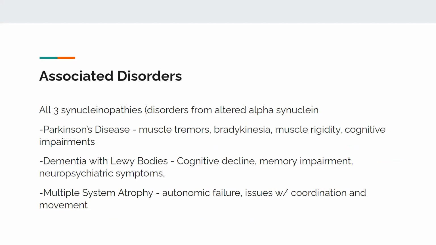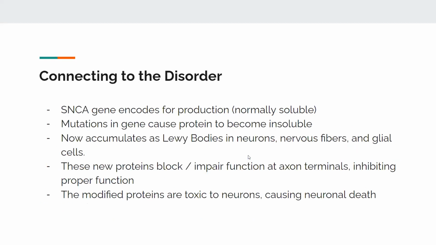Parkinson's, dementia with Lewy bodies, and multiple system atrophy. They all show motor disorders, cognitive disorders, or cognitive decline, memory impairment, and dementia. With the atrophy, there's autonomic failure, issues with coordination of movement, which is also very similar in Parkinson's disease.